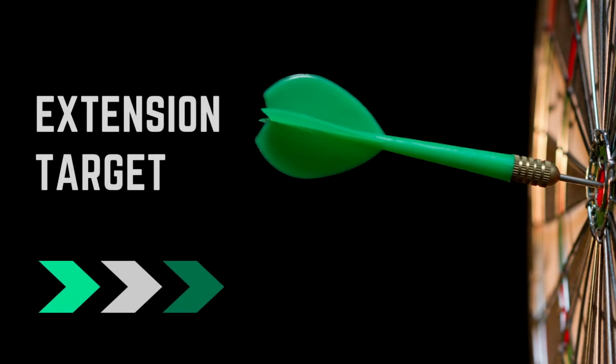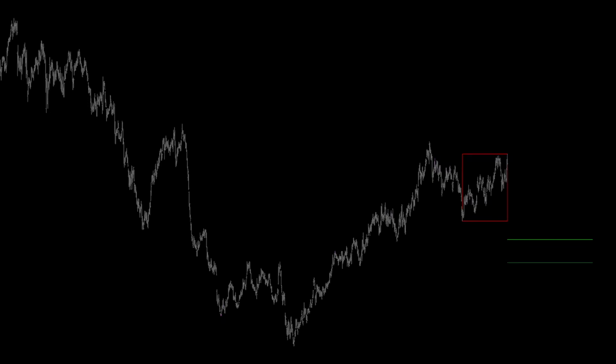You may be wondering, how do you identify which extension is actually going to be the target? The red box is the range, and we want to buy a pullback if this range is broken. So we plot our extensions. Now that we've plotted our extension, how do we identify which extension price will stop at? Will it be the 1272 or the 1618?